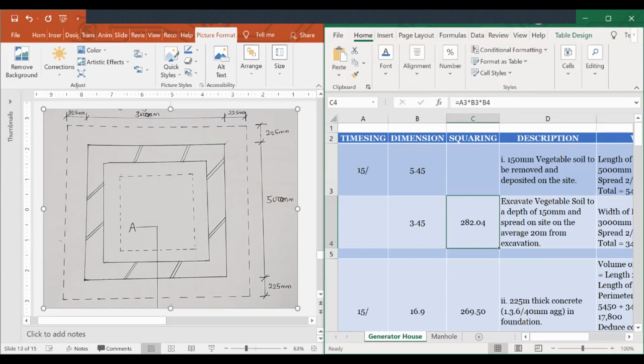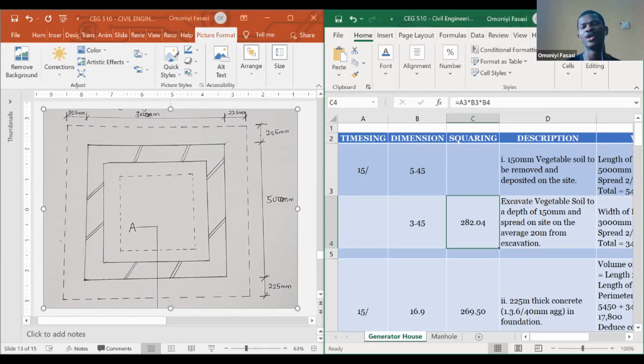All right. Thank you. Thanks a lot for pointing that out. Okay, can you hear me? Yes, I can now. Please, what's the value you got after you multiplied the dimension for length and breadth? 282.4.04. Right? Yes.